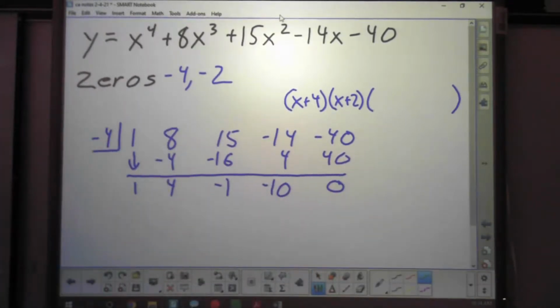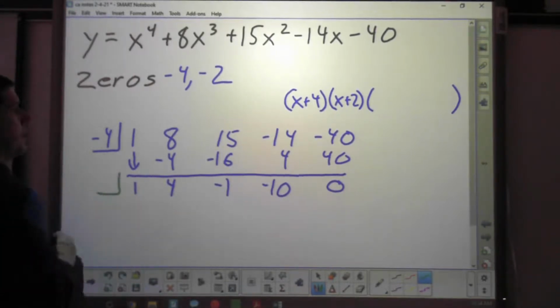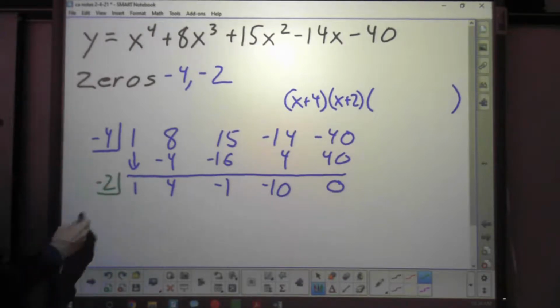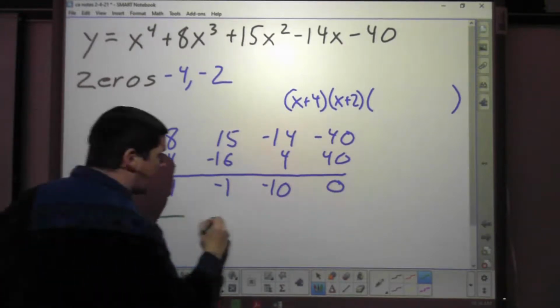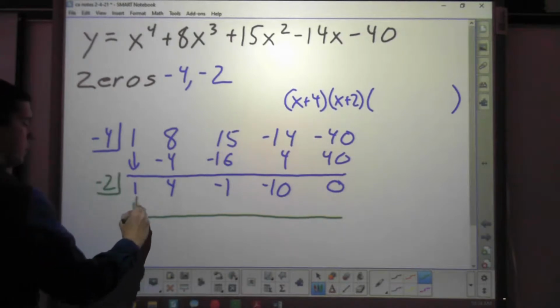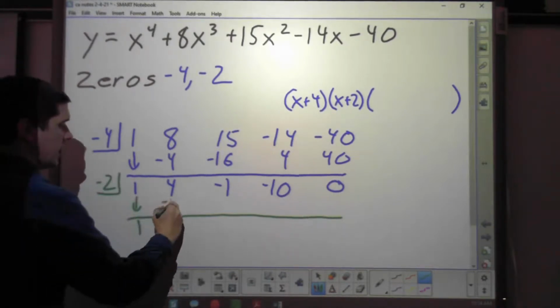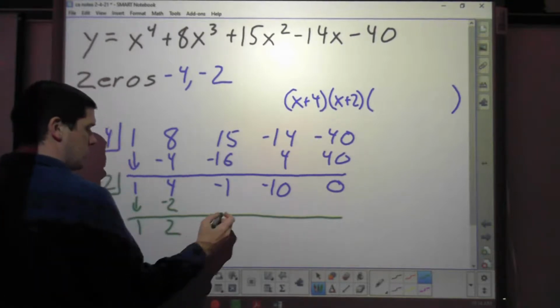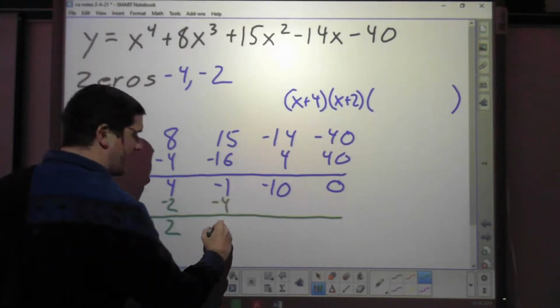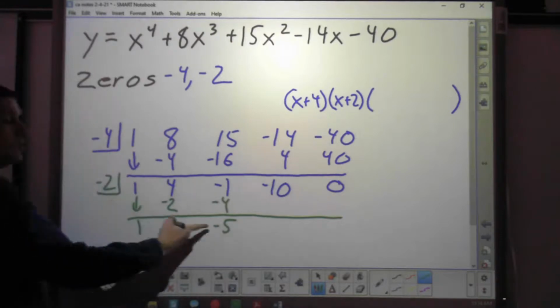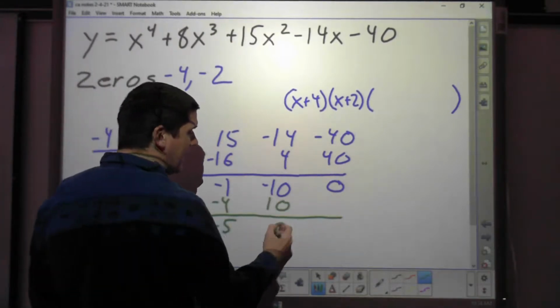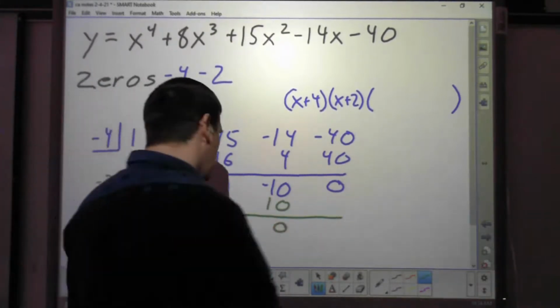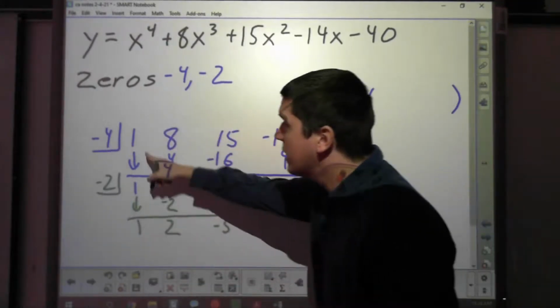Now I just keep that same string of numbers I just got. I don't reset. Just reminding you. I know we didn't do a ton of these problems back then, but we did do some. Now I just keep dividing. I bring down the 1. -2 times 1 is -2. Add that down and get 2. -2 times -2 is -4. Add that down, I get -5. -2 times -5 is 10. Hey, great, a 0.